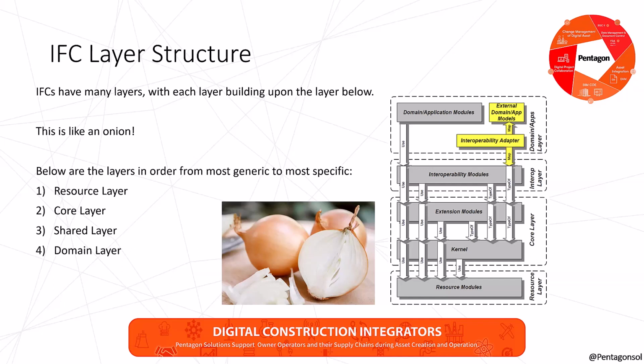Then we've got our shared layer. This is where things get more down to earth and contains the most common objects in AEC. So it's in this layer you'll find physical things such as walls, stairs, windows, those sort of things. And then we've got our domain layer, which is the discipline-specific stuff. As of IFC 4.3, it covers disciplines such as architecture, construction management, electrical, plumbing, structural, roads, rails. So basically, in essence, the shared and domain layers are the layers that the AEC professionals would recognize.